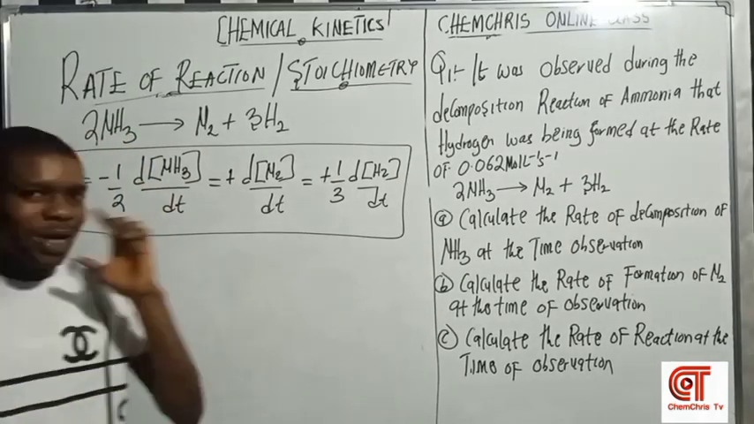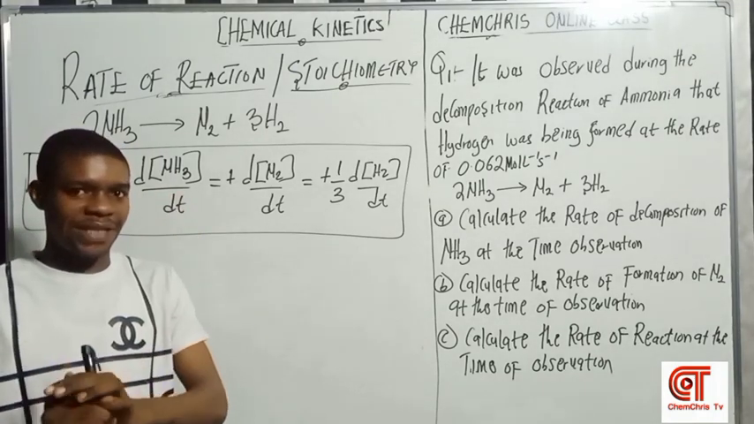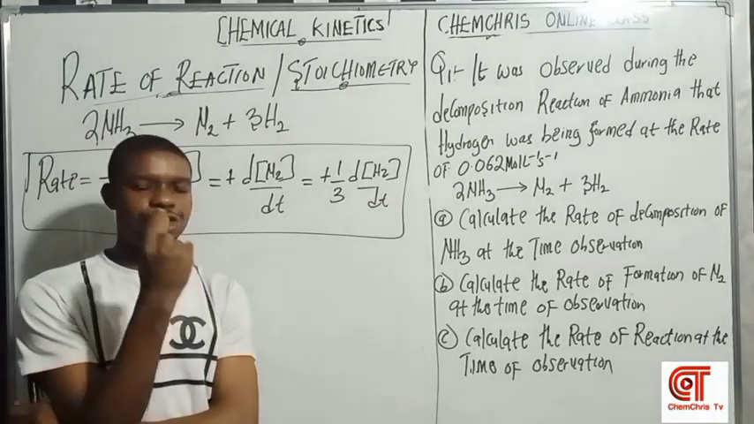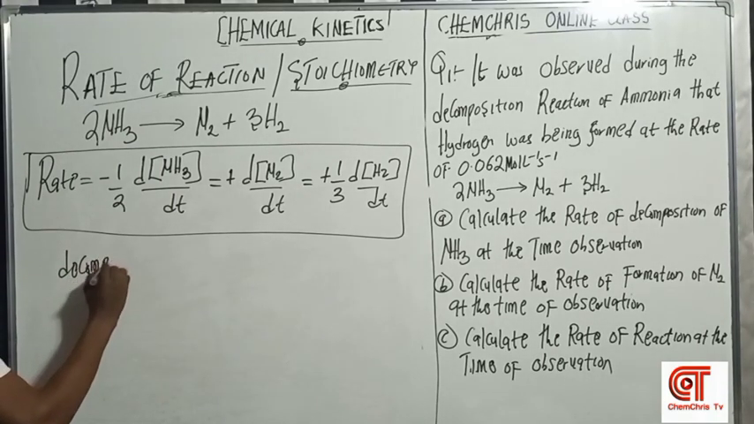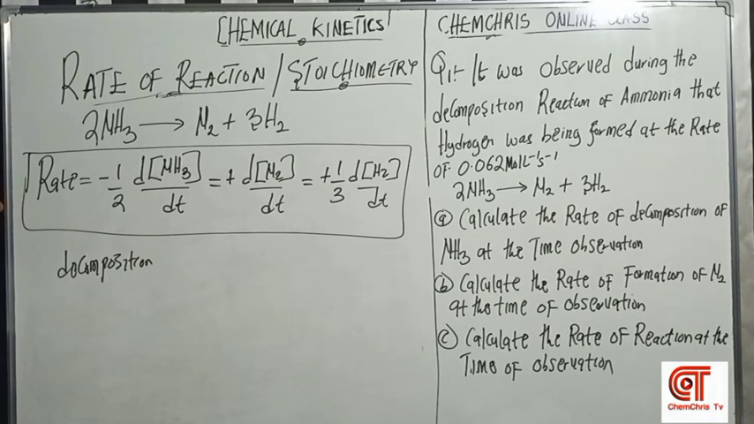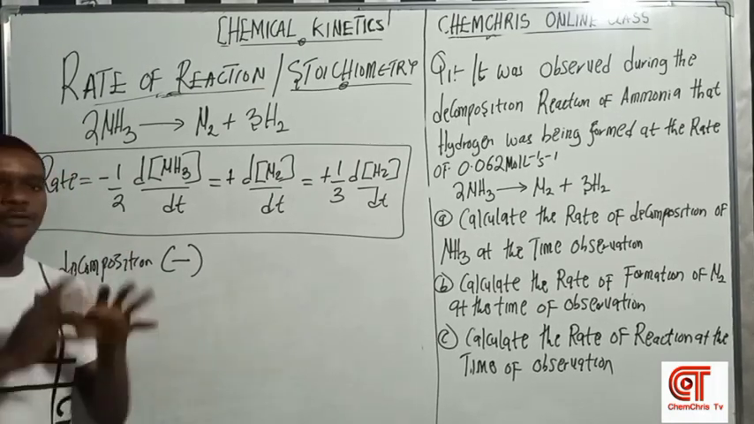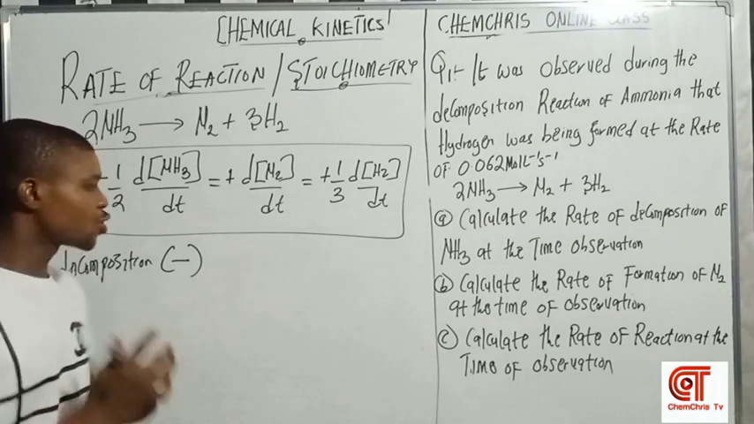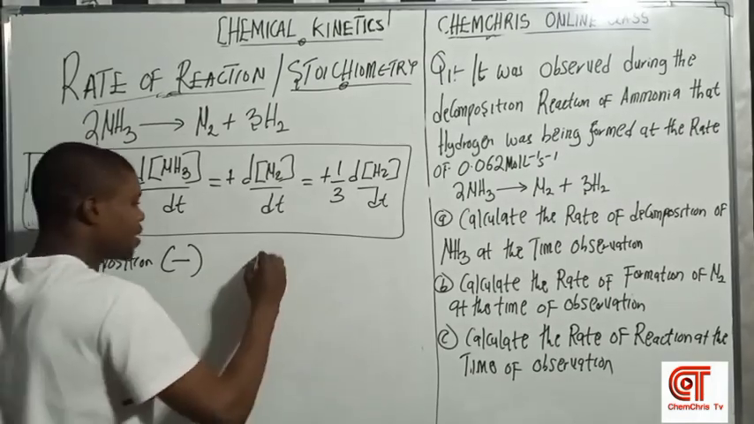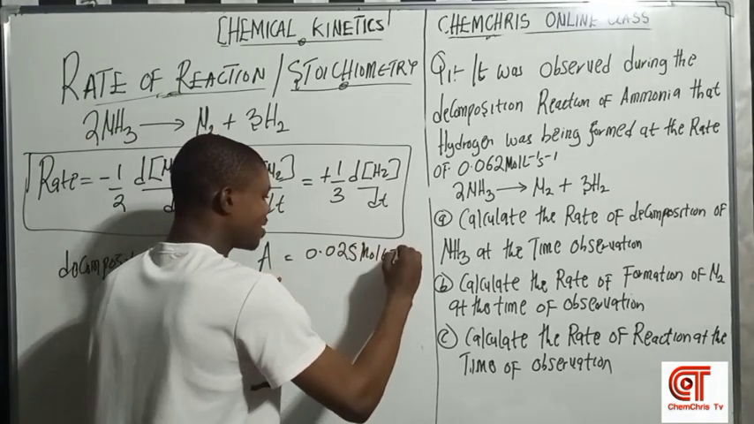Now, if you look at the question here, the question is going to determine if it is going to be negative or positive. There are two things you want to take note of here. You have decomposition. Whenever you see decomposition, what should come to your mind is negative. If a species is decomposing, it is decreasing. Do you understand? So if I see that the rate of decomposition of A is equal to 0.025 mole per liter per second.